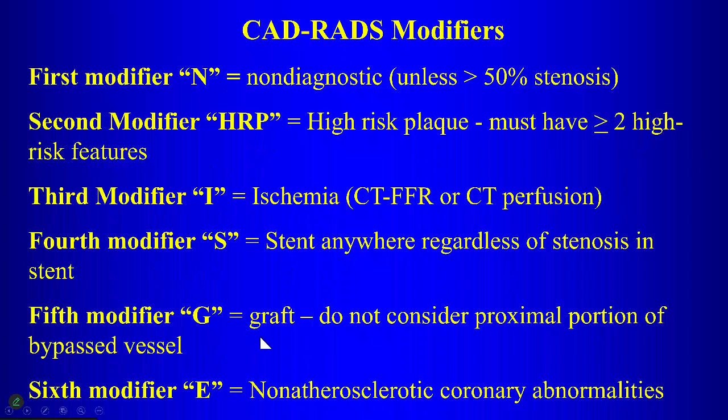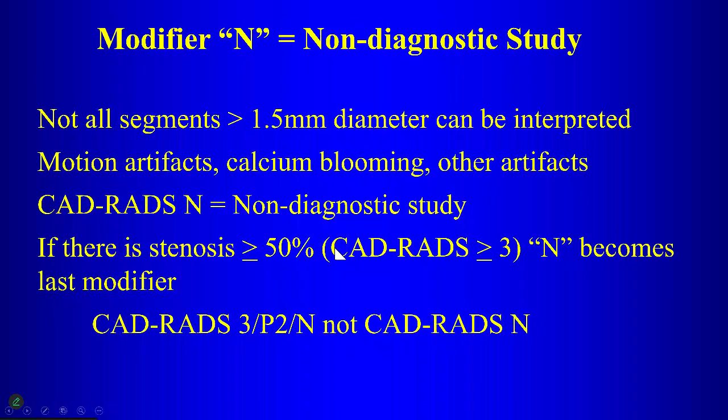G for graft, if there's a graft, so you do try to evaluate the graft. You don't evaluate the proximal portion of the bypass vessel because that's the part that is already diseased and bypassed by the graft. So if you have a graft that goes to the LAD, you evaluate the LAD distal to the graft, not proximal to the graft. And then the last modifier, E, for non-atherosclerotic coronary abnormalities, and we'll talk about what some of those might be when we get to that.